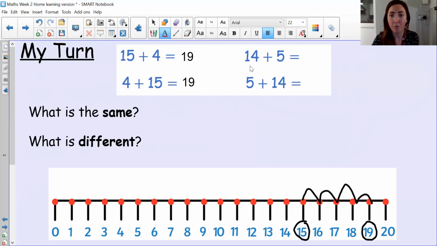Now, 14 add 5. So if we know that 15 add 4 is 19, we know 4 add 15 is 19, we're still adding the same ones, aren't we? We still have 1 ten and 4 add 5 ones. So I wonder if we can work out what we think this is going to equal as well. Pause here to have a think.